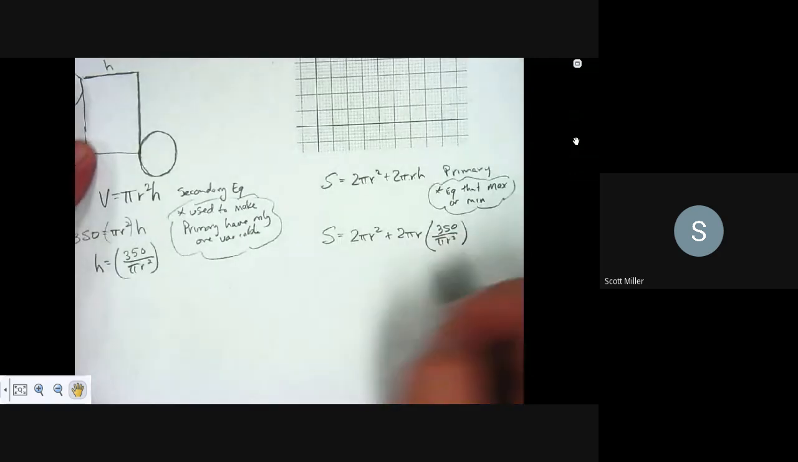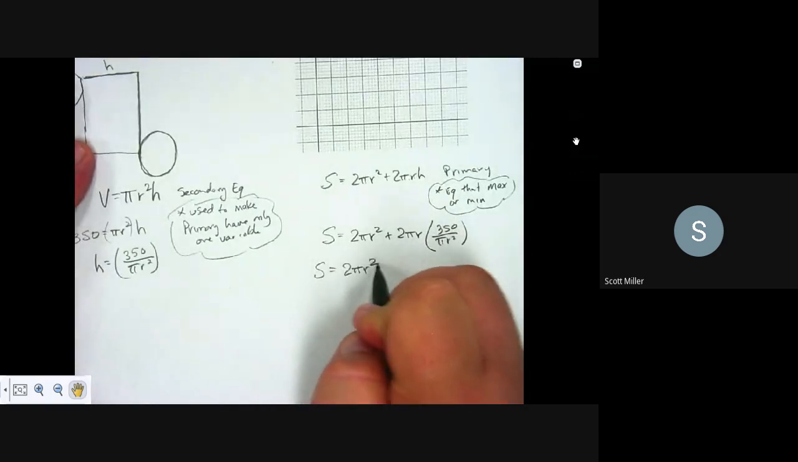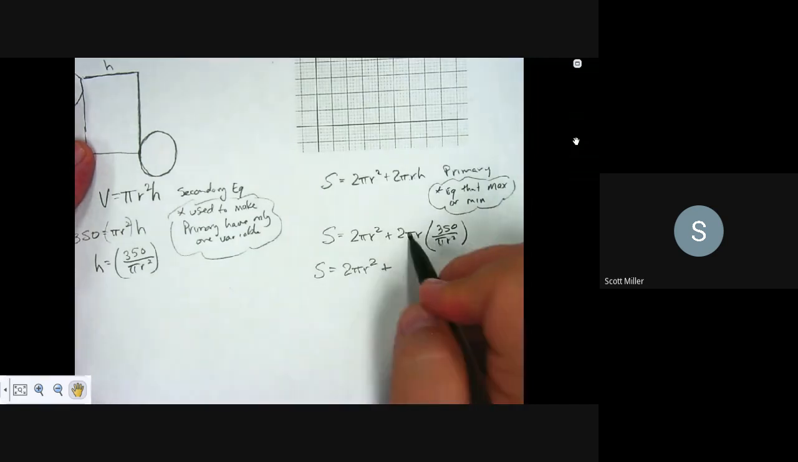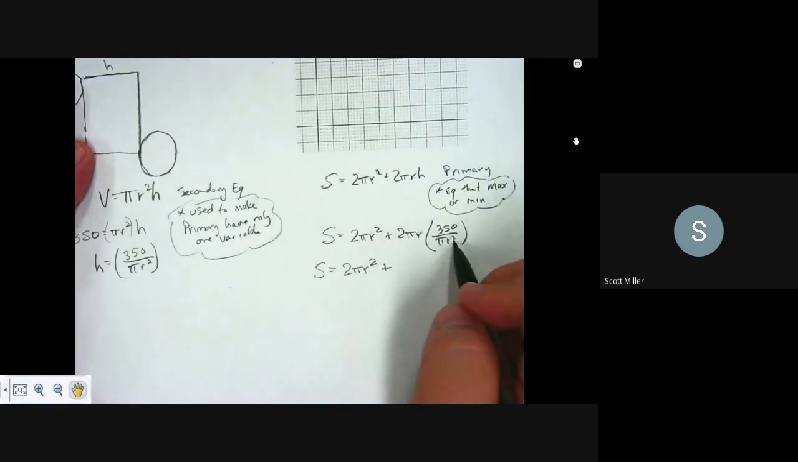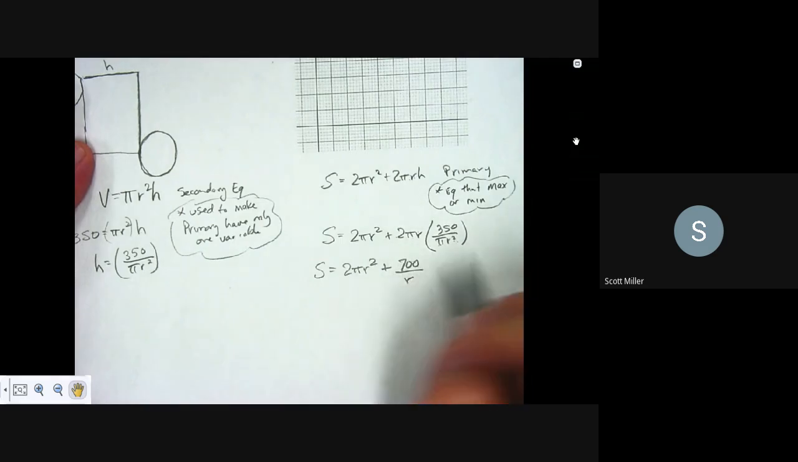And then I'm going to simplify this expression over here. 2 times pi r squared. Here, the pi will reduce. One of the r's will reduce. This 2 times that gives me 700 and an r on the bottom. And that is the equation you were looking for.